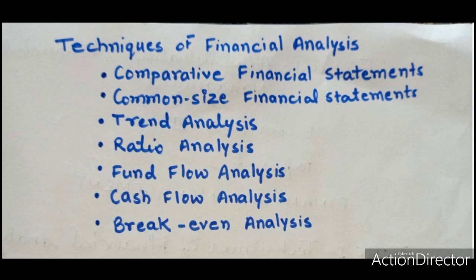According to Fogg, a statement of sources and applications of funds is a technical device designed to analyze the changes in the financial conditions of a business enterprise between two dates. The next technique is cash flow analysis. In any business, it is essential to know the sources of cash and the items on which it is spent.